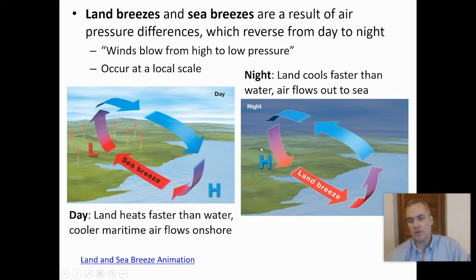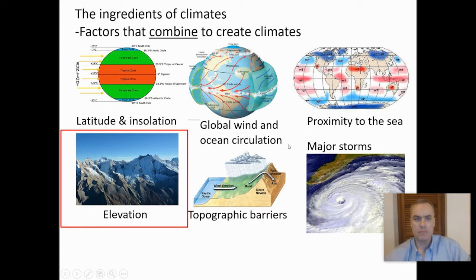So now offshore breezes take place at night, called land breezes, coming from the land out to the ocean. In both cases, winds blow from highs to lows. From high to low on the sea breeze and from high to low on the land breeze. So those are some ways that proximity to the sea can affect climate.